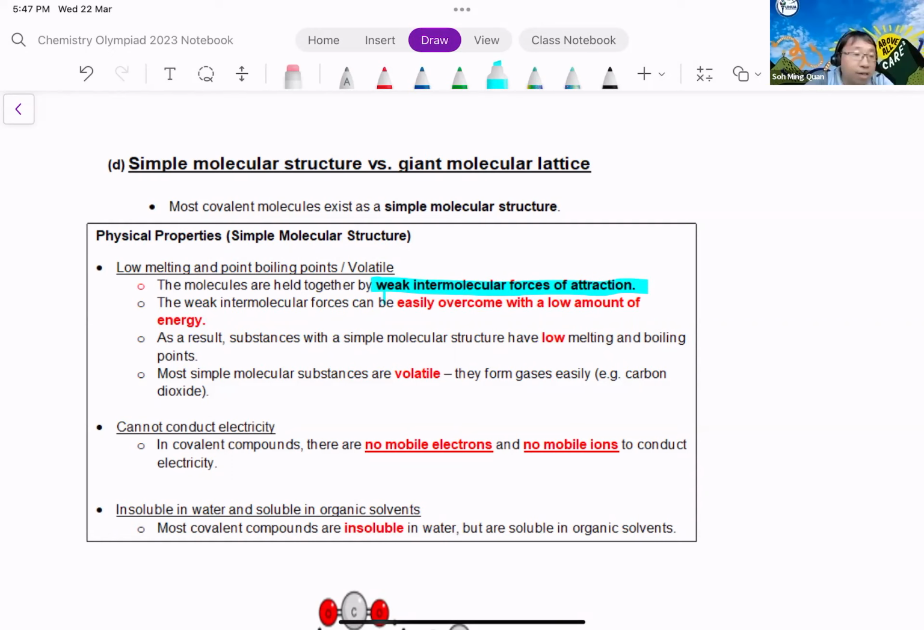In between the CO2 molecules, we have weak intermolecular forces of attraction, and therefore they can be easily overcome with a low amount of energy. That's why things with a simple molecular structure have low melting and boiling points. They are volatile, meaning they tend to vaporize and form a gas easily.